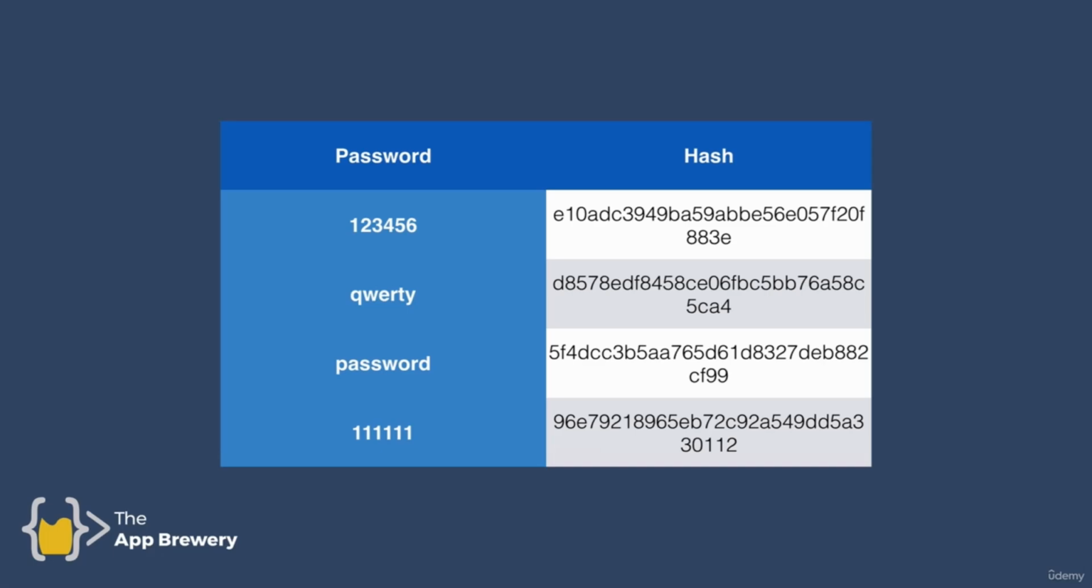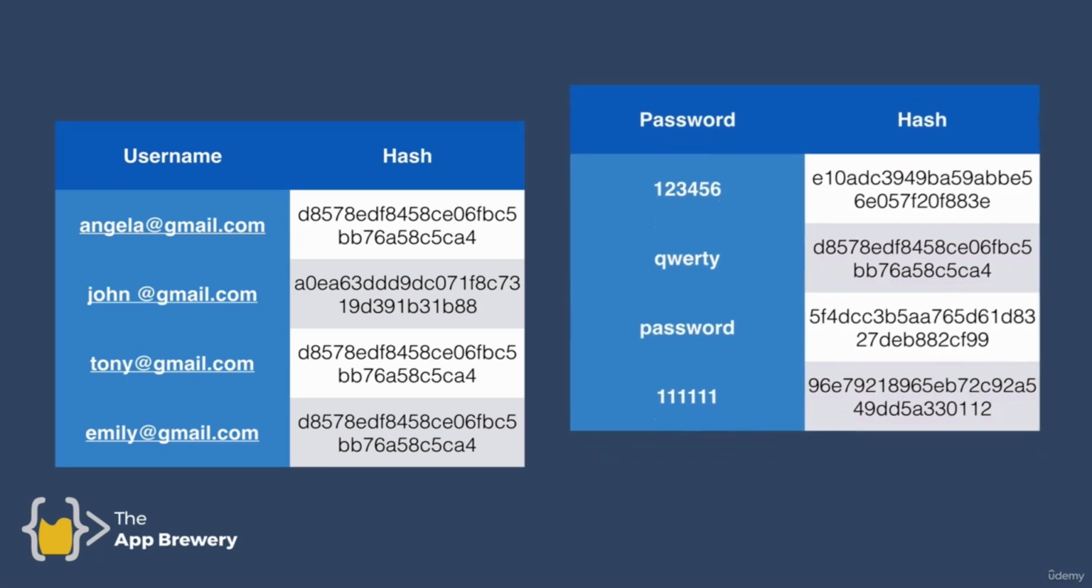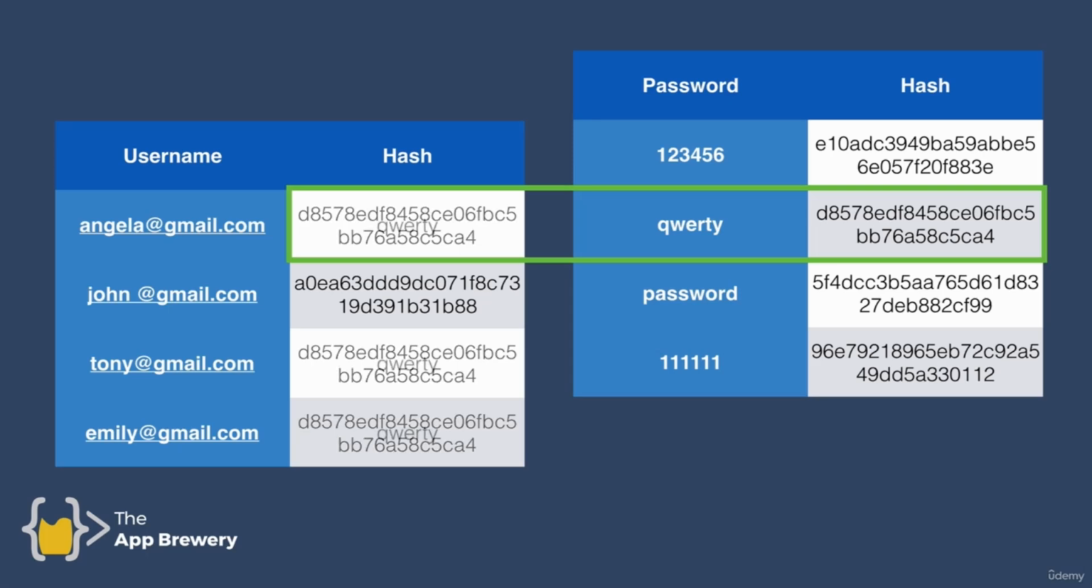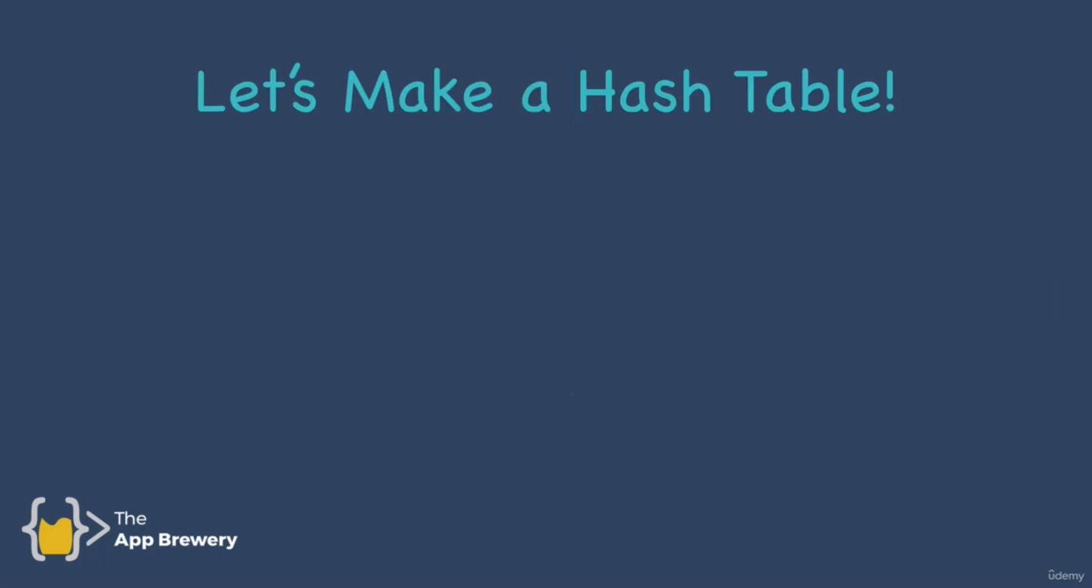And these are some of the most common passwords that people love to use: 123456, QWERTY, password, 111111. And so you generate this hash table, and then all you have to do is just look up the hash of the user and compare it against the hash you have in your table. So you search by the hash value and you land upon the password, which is QWERTY. So now you figured out that 3 out of 4 users in this table all have the same password, and it's QWERTY.